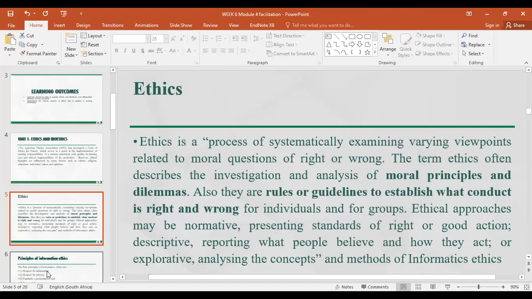And so, like I said, there are rules, principles, and guidelines that help us to know what is right and what is wrong. And so, ethical approaches may be normative. What do we mean by normative? It is presenting standards of right or good action. It can also be descriptive, that is reporting what people believe and how they act, or it can be explorative. What do we mean by explorative? That is analyzing the concepts and methods of informatics.